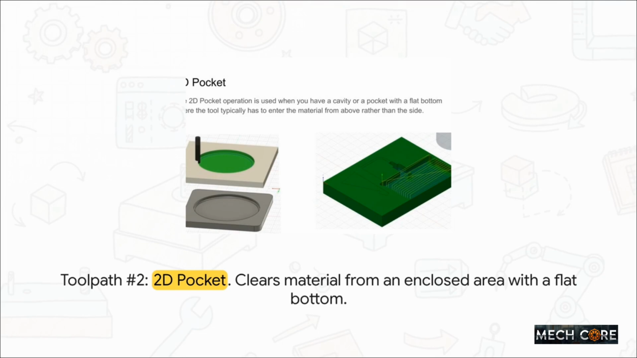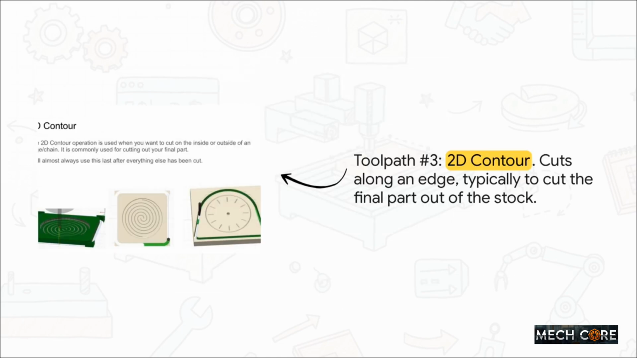All right, next up is the 2D pocket. This is your go-to for clearing out material from an enclosed area, like the little dish in the middle of our coaster where you'd set your cup. A pocket toolpath hogs out all the material inside a shape you define down to whatever depth you tell it. Then we have the 2D contour.